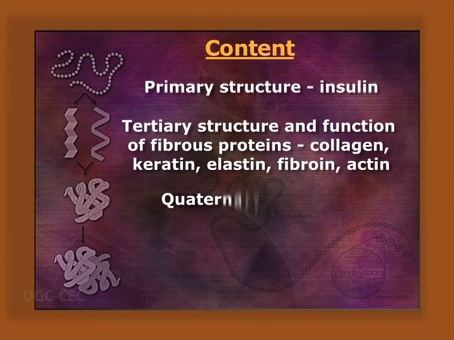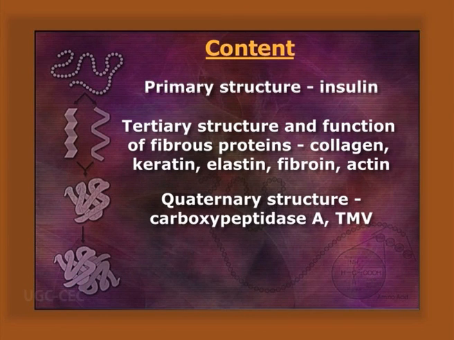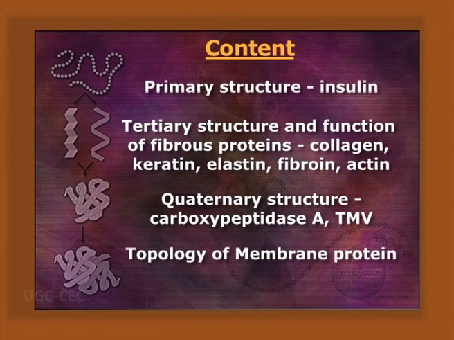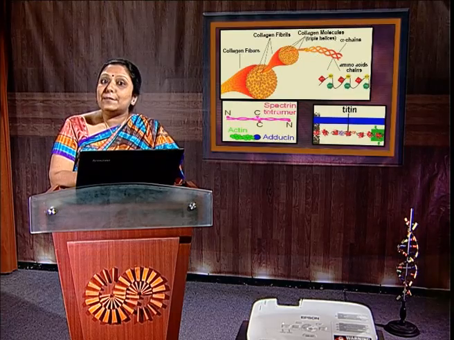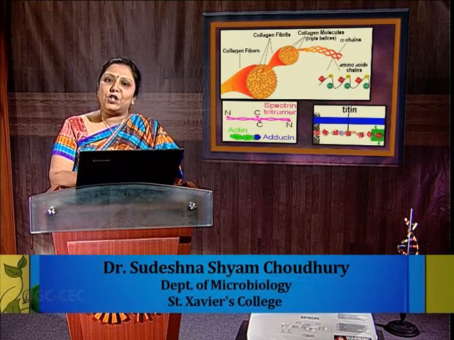I will talk about the quaternary structure of the globular protein carboxypeptidase A as well as tobacco mosaic virus coat protein, the topology of the membrane protein, as well as I will talk about the technique, database, disorder related to the protein structure. As we know, proteins have different functions as well as different size and shape.